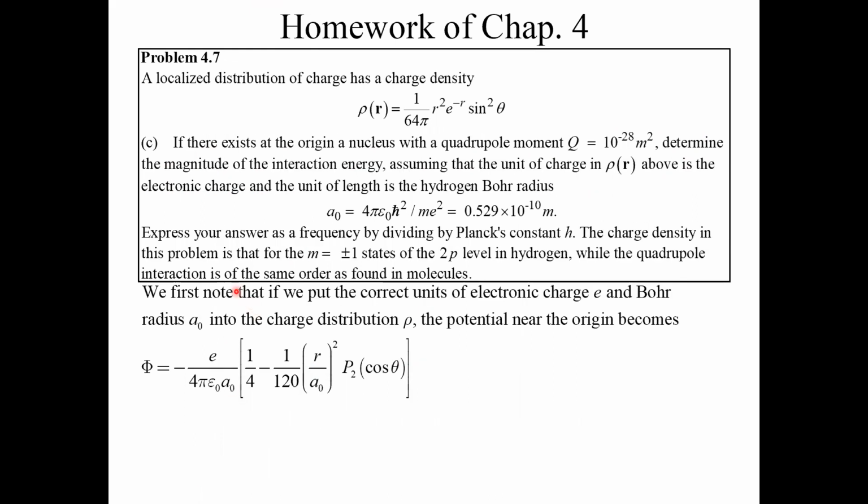For part C, we change our charge and look into the nucleus with a quadrupole moment like this. We first know that if we put the correct unit of electronic charge e and Bohr radius a0 into the charge distribution rho, the potential near the origin becomes just like this. Now we look into the nucleus, so we modify our potential to this form.